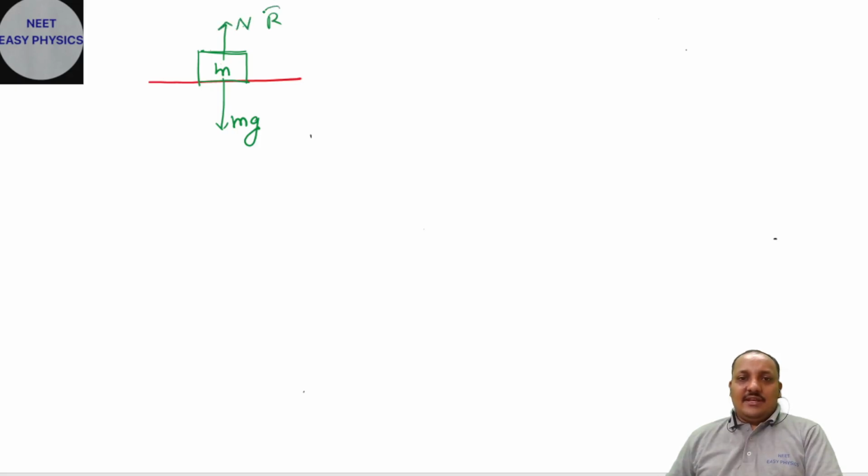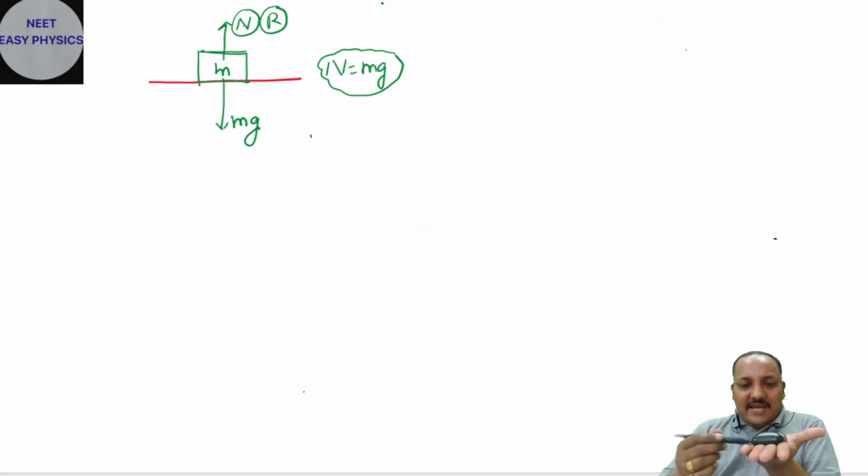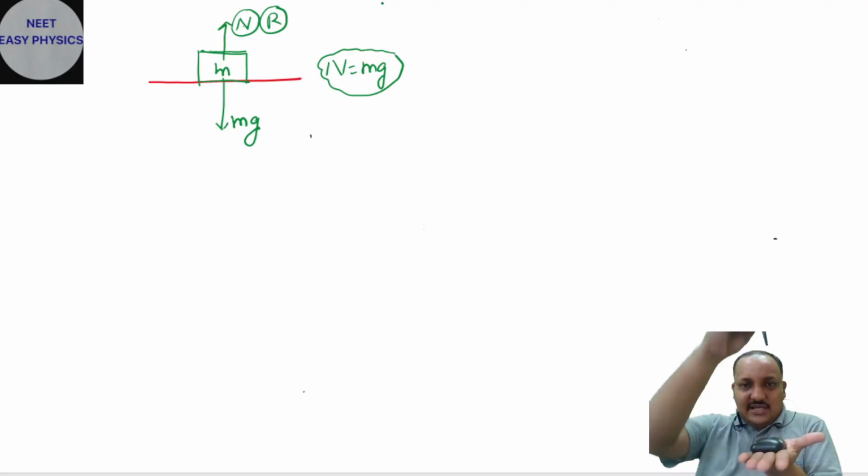This one only we will call the normal reaction. In some books they will write R, in some books they will write N. Whenever the object is at rest, this N is going to be equal to mg. Let us assume you are taking an object here like this. This weight is going to act downwards. My hand is applying a reactant force in the upward direction.